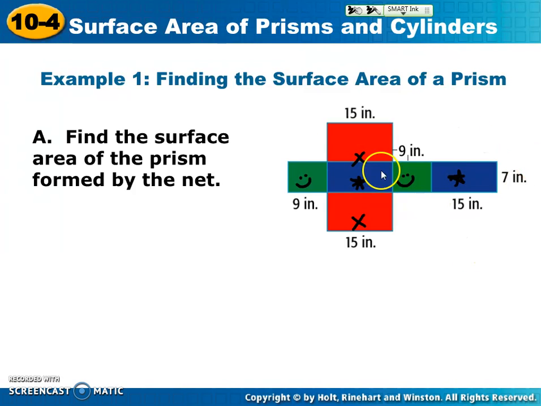So here's what we're going to do. We're going to find the area of the red box, and then we're going to multiply by 2 because there's 2 of them. We're going to find the area of the blue box, multiply it by 2 because there's 2 of them. Find the area of the green box, multiply by 2 because there's 2 of them. And then we're going to add those 3 numbers together to find the area. Alright, so let's go ahead, follow my work. This is example number 1.